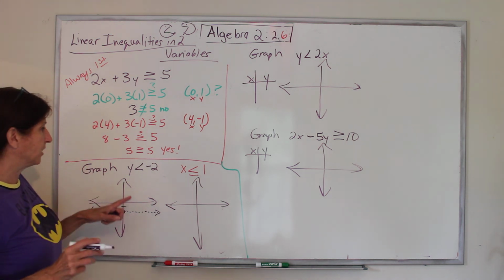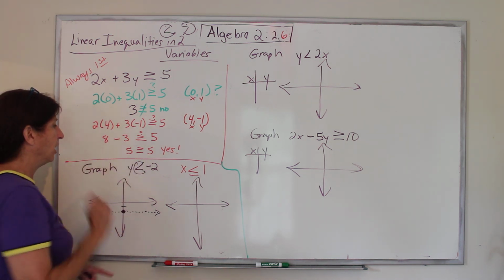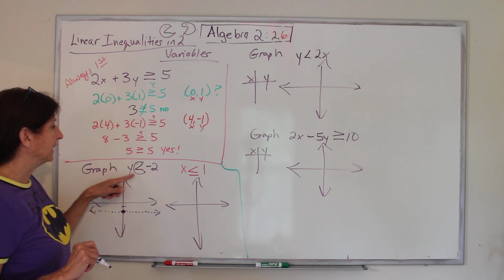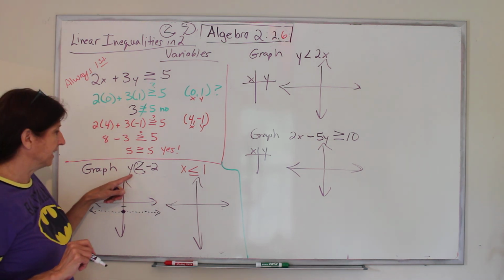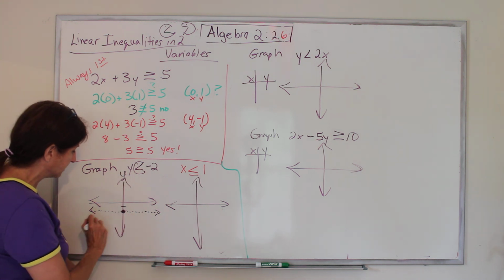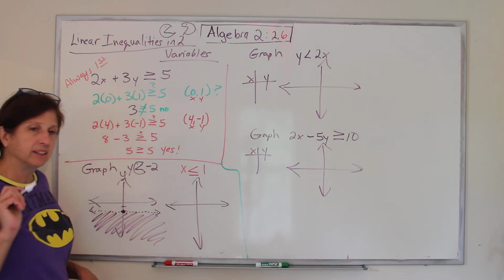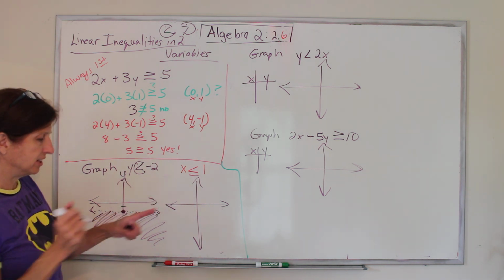Okay, so x can go up, x can go down, but y equals negative 2. Now, which side do we color? Well, look, Pac-Man wants to eat the negative 2. So y is on the less side. It's the less side. So on the y-axis, we color the less side. Ta-da!